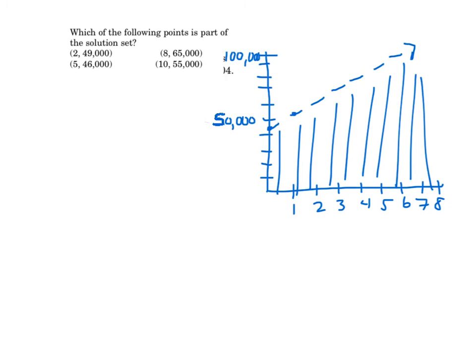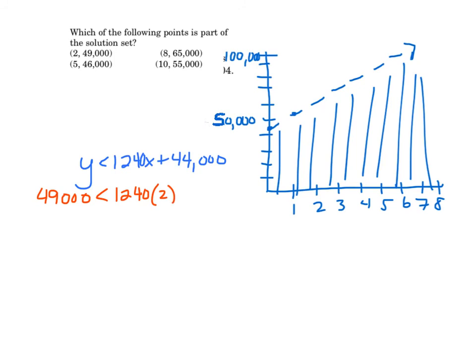So let's start by writing our y is less than 1240x plus 44,000. And now we're going to start plugging in these ordered pairs. So if I plug in 49,000 for y, does that make a true inequality with a 2 plugged in for x? And this is the benefit of a graphing calculator, because I know we're looking at it like, well, but now I have to write it all the way out. Well, you don't. And you might hear the little buttons being pressed as I'm going through the problem.